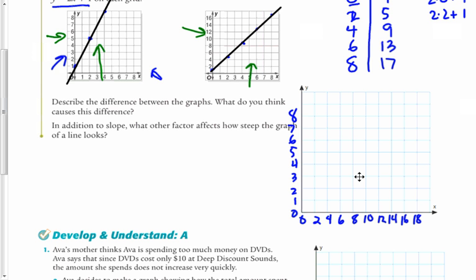Now I'm going to graph those points again. 0, 1, 2, 5, 4, 9, and so on. And now check out how steep it's looking. It looks steeper than any of the graphs I've done so far. So you can really affect the way your graph looks by changing the scales.